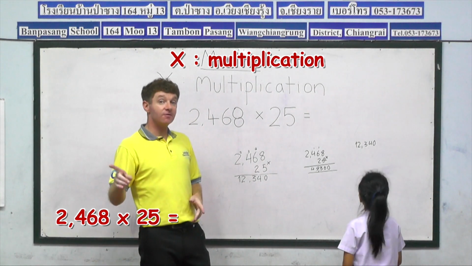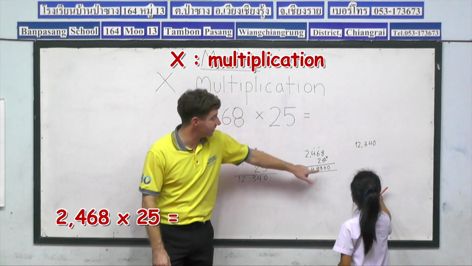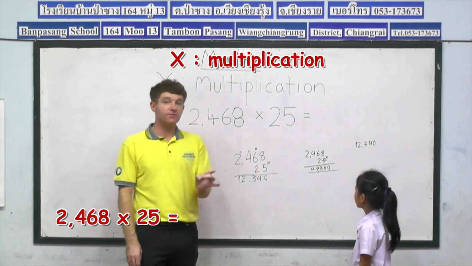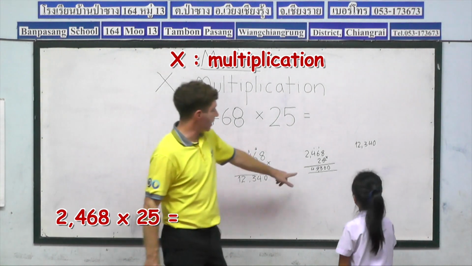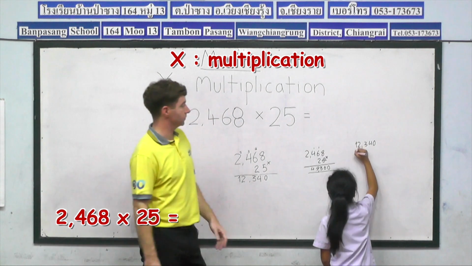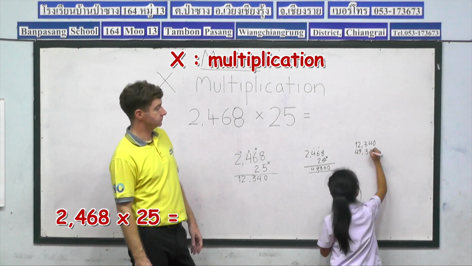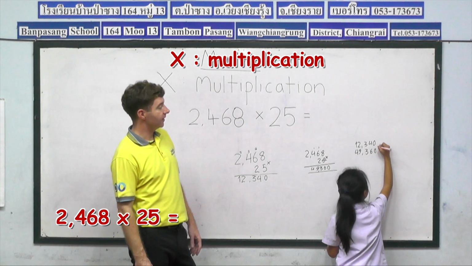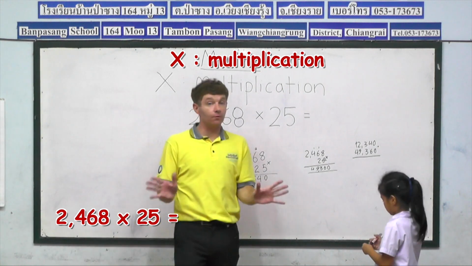So our answer for the tens calculation, 49,360. Okay, so now we can write this answer in here too. Excellent, Prel, well done. Well done too, because our final calculation isn't multiplication.